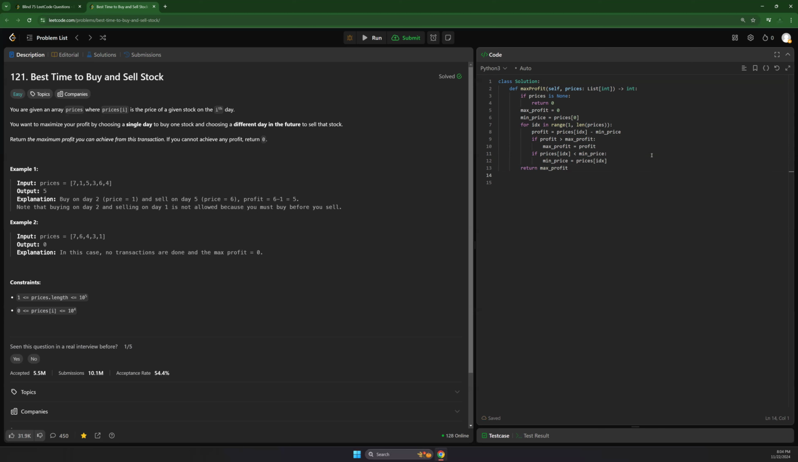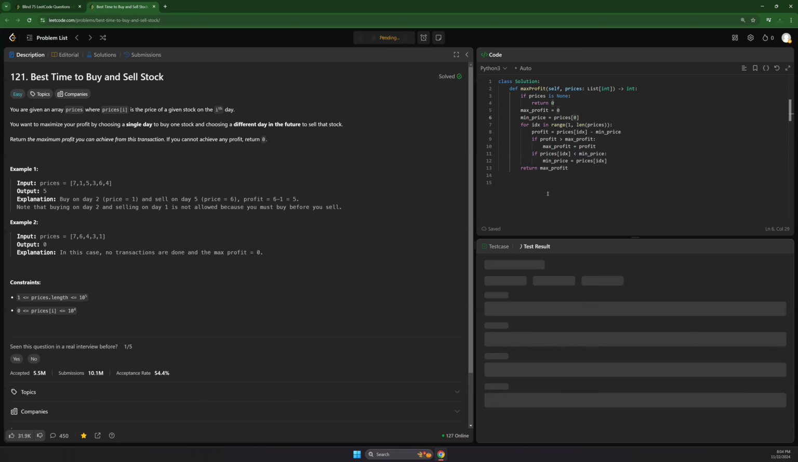And let's talk about the runtime complexity. You are going through the loop only once, basically n minus 1 times. If your array is empty, you are returning 0. What would happen if it has only one element? Your min price would be prices[0], but max profit would still be 0. So it will basically return 0 in this case.